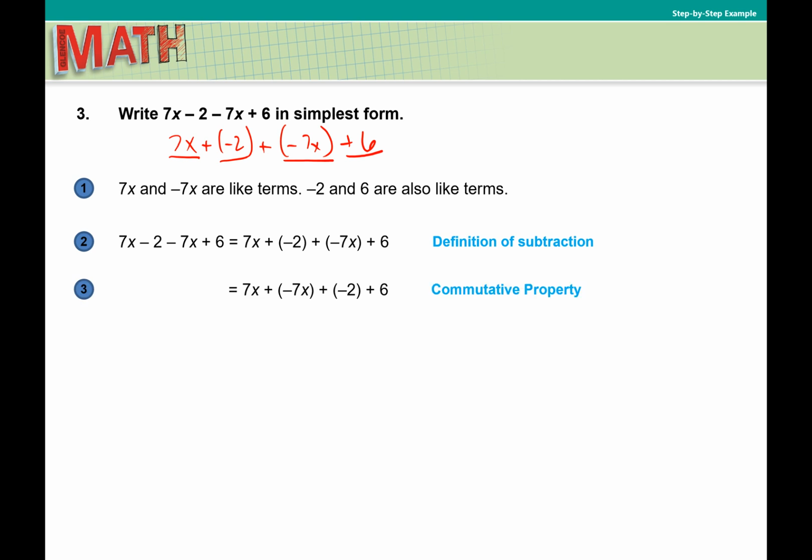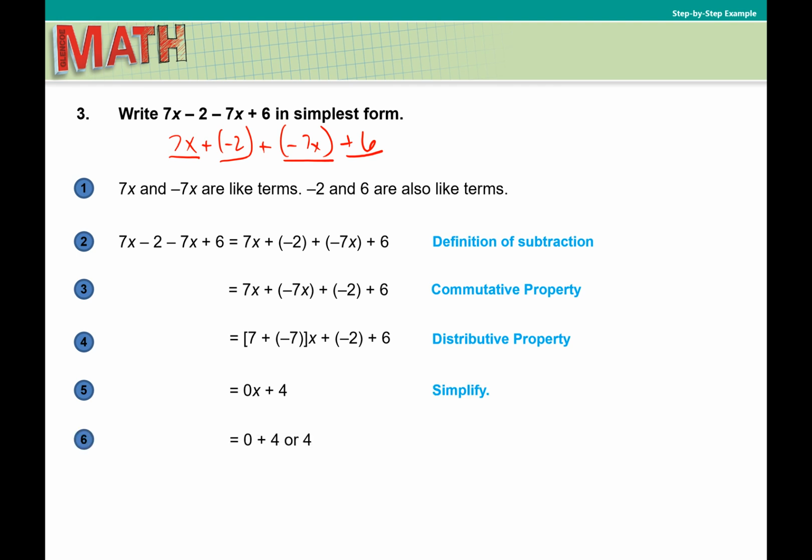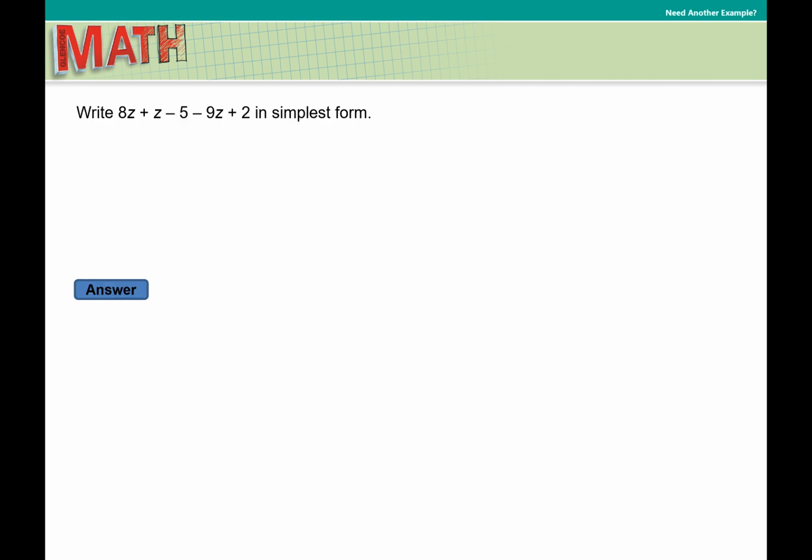Then you use the commutative property. You move those terms around so that you get them close to their like terms. And then we see very soon that 7 and -7 will go together quite well because they just cancel each other out. And we see that 0x plus 4 is what we're left with, but 0x means no x, no variable there. So the simplest way to write this would be just simply 4. 4 is the simplest form of that expression. Okay, go ahead and try this one on your own, and then check your answer when you're done.